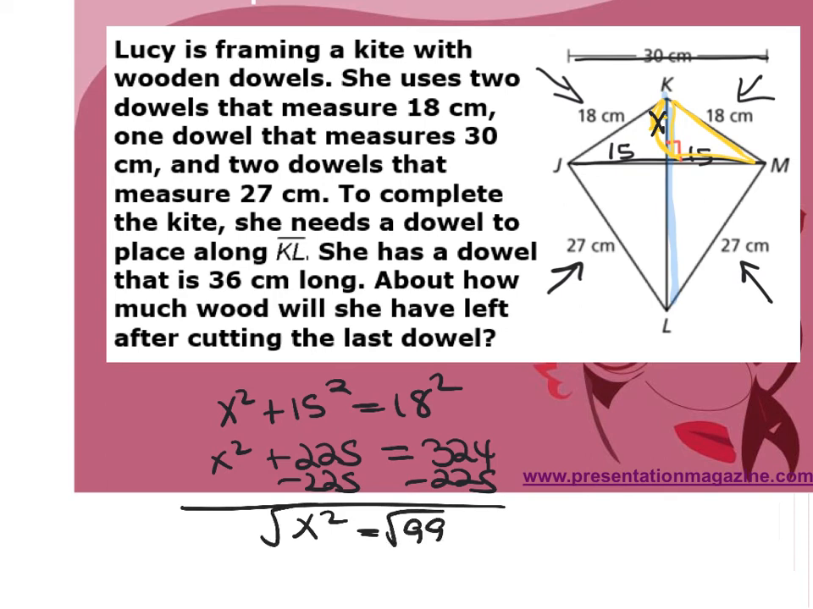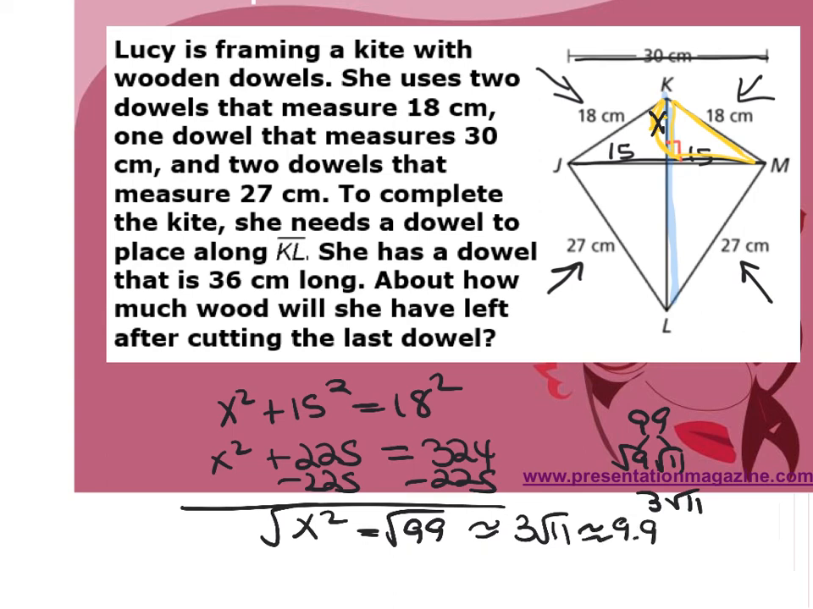And I get x squared equals 99. I need to square root both sides. 99 I could break into 9 and 11, so I would get 3 root 11. So this is 3 root 11. Again, it wants me to know how long, so I would actually square root 99, and when I square root 99, I get 9.9. So I'll approximate this to about 9.9.